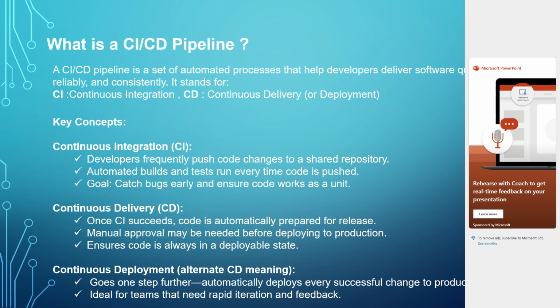Now first things first, what is a CI/CD pipeline? A CI/CD, as the name stands, is continuous integration and continuous delivery or deployment. So in a nutshell, a CI/CD pipeline is a set of automated processes that helps developers deliver software quickly, reliably, and consistently.